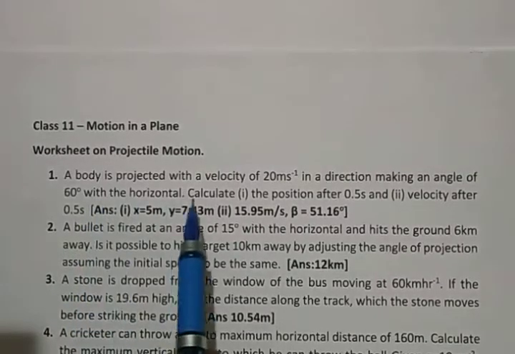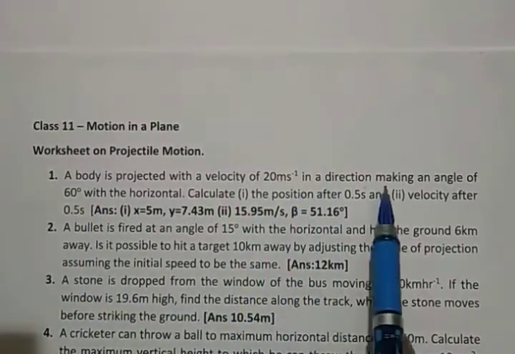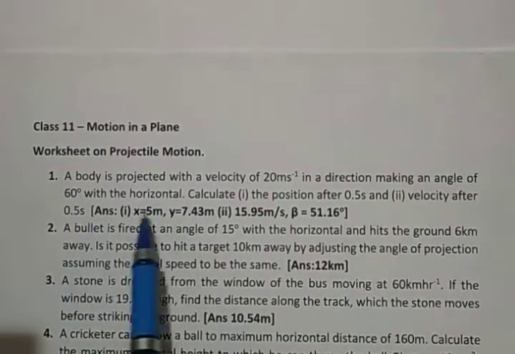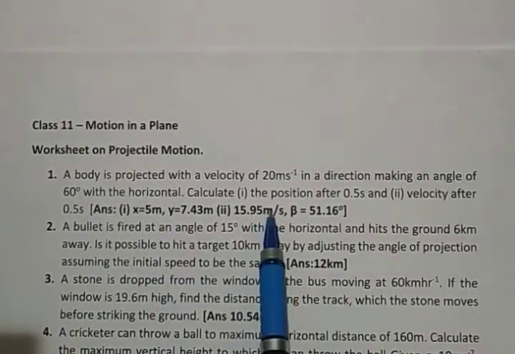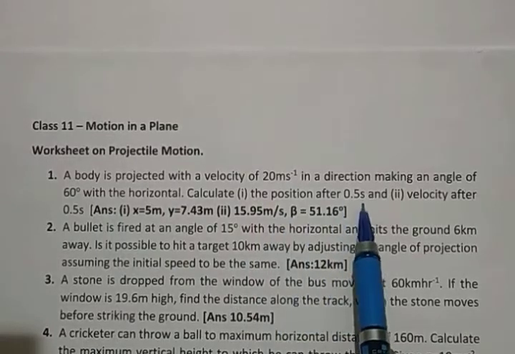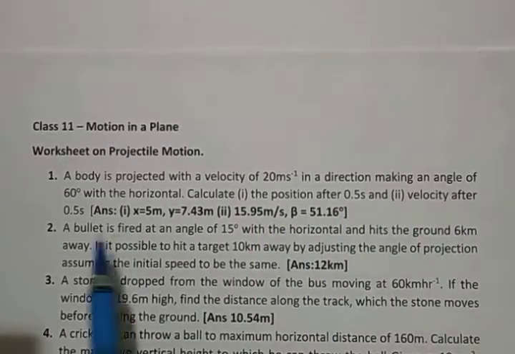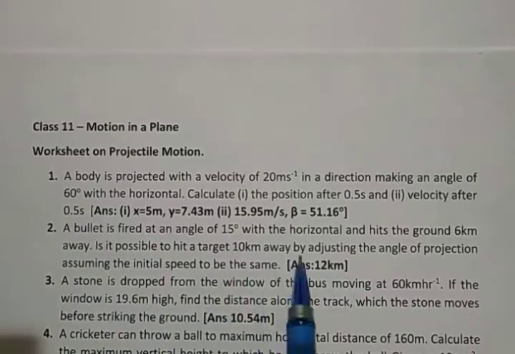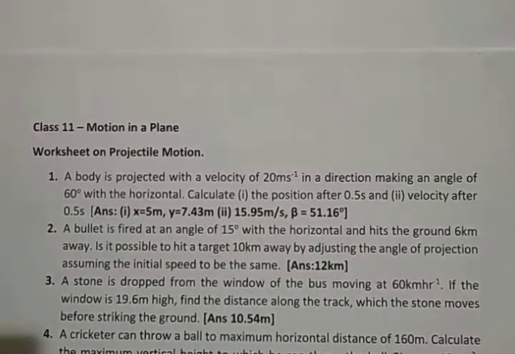A body is projected with a velocity 20 meter per second in a direction making an angle of 60 degrees with the horizontal. Calculate, number 1, the position after 0.5 seconds and the velocity after 0.5 seconds. The answer is given here. We will try to find out how to do this question.